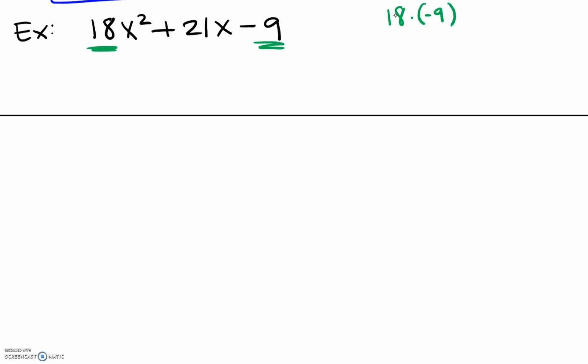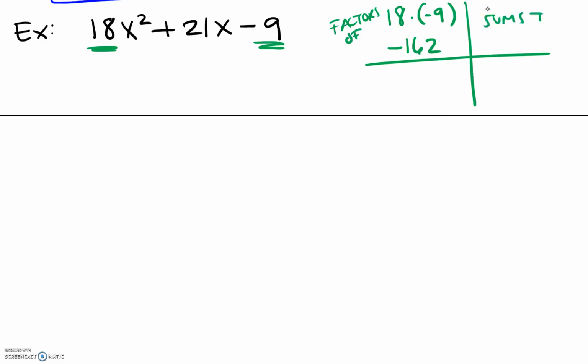I'm actually going to type this in a calculator because I don't want to get it wrong. So this is negative 162. We need to find something that multiplies to a negative, factors of, right? And then we need to make sure and see if it sums to 21. Our work is going to be a heck of a lot harder.